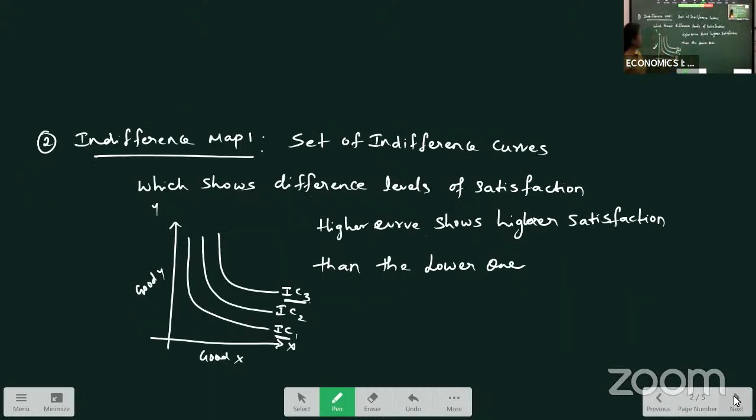Then next one, indifference map. What is indifference map? Set of indifference curves which shows different levels of satisfaction is called as indifference map. Each curve shows different level of satisfaction. Higher curve shows higher satisfaction than the lower one. This is called as indifference map.